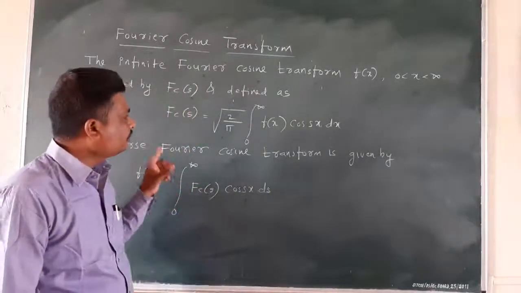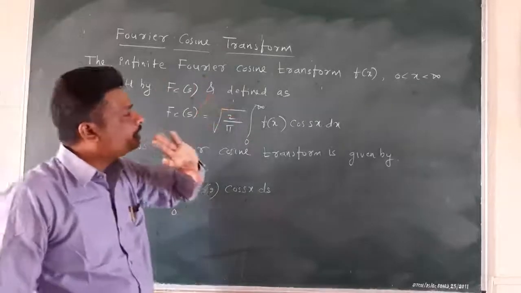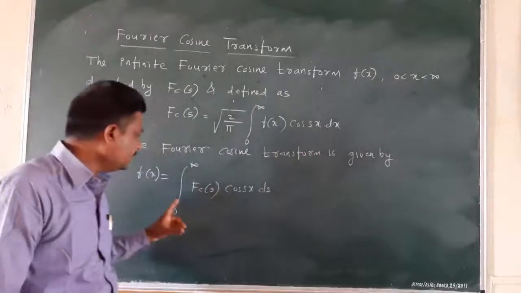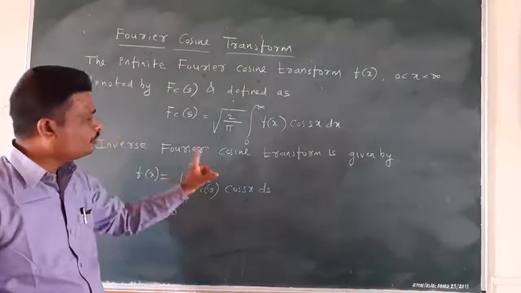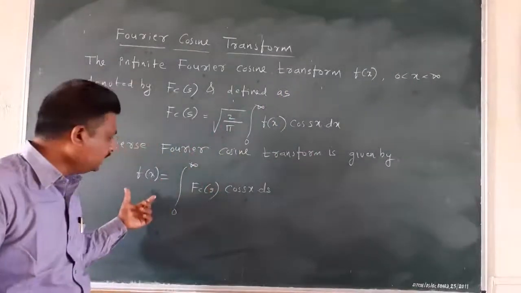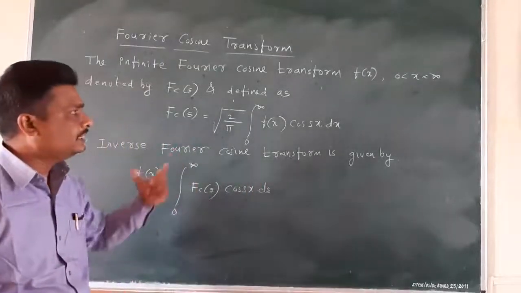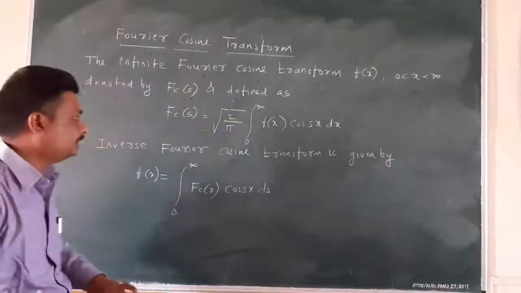So here you have to observe, in case of the Fourier cosine transform, the integration is with respect to x, and in case of the inverse Fourier cosine transform, the integration is with respect to s. So now I will take one example based on the formula.